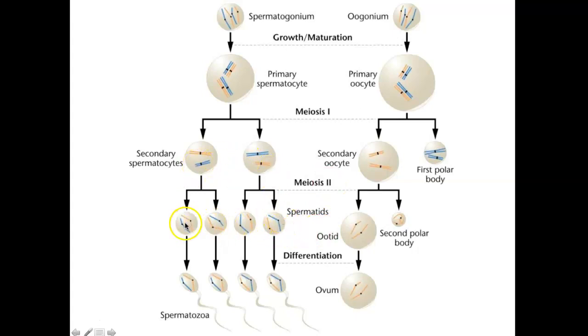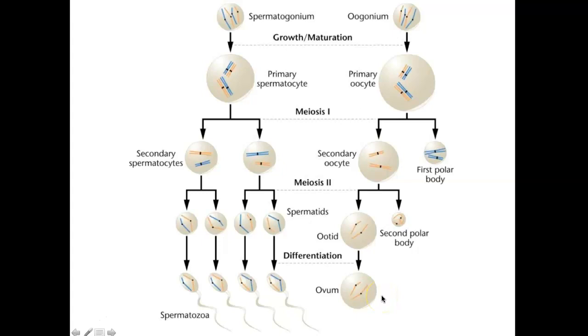So both of these cells undergo meiosis 2. You have 4 gametes, 4 spermatids, and then they undergo differentiation. Remember, this was called spermiogenesis to create your spermatozoa. For the female, you have that 1 secondary oocyte. It undergoes meiosis 2. You still only have 1 ovum. You create a second polar body, and so you really just have that 1 gamete. So for the same amount of energy, the same meiosis 1 and meiosis 2 process, males will produce 4 gametes, whereas females will only produce 1.